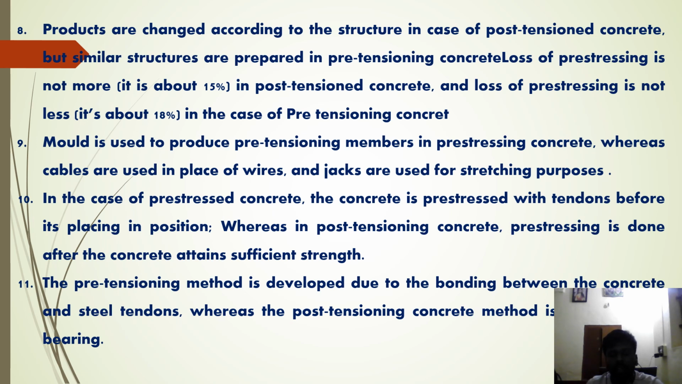In the case of pre-tensioned concrete, the tendons are pre-stressed before the concrete is placed in position, whereas in post-tensioned concrete, pre-stressing is done after the concrete attains sufficient strength. The pre-tensioned member is developed due to the bonding between the concrete and steel tendons, whereas the post-tensioning method is by bearing.